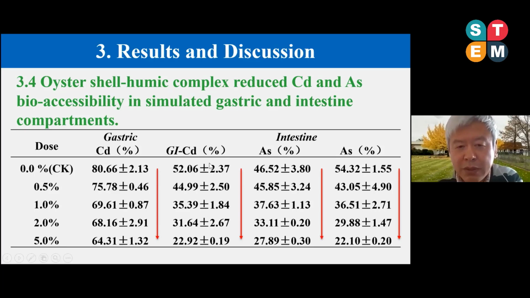Probably I typed along here. One is here, one is gastric, one is intestinal. So anyway, as the amendment dosage increased, the bioaccessibility of both cadmium and arsenic reduced dramatically. This shows that in the contaminated soil, if we add this oyster shell humic complex amendment, then we can reduce the risk of the soil on human health.